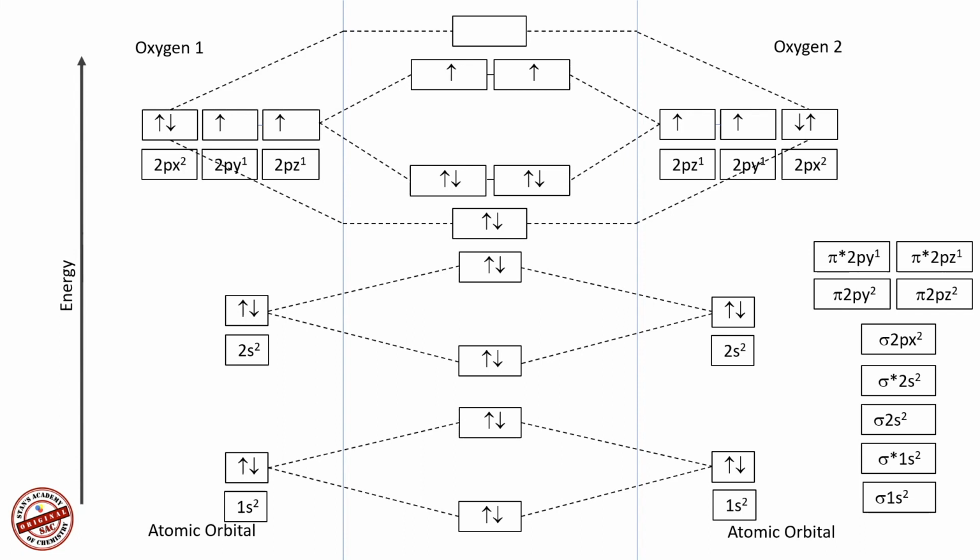Then you have the py and pz, both holding 2 electrons each, and the energy of those 2 orbitals are the same. Finally, we have the last 2 electrons, 15 and 16, that go into the pi star 2py1 and pi star 2pz1. That would be the molecular orbital electronic configuration for the oxygen molecule.